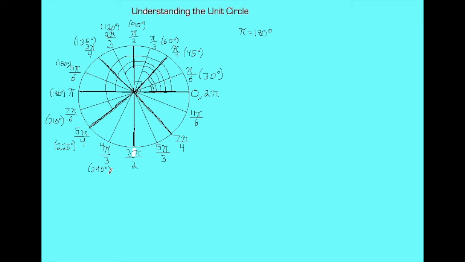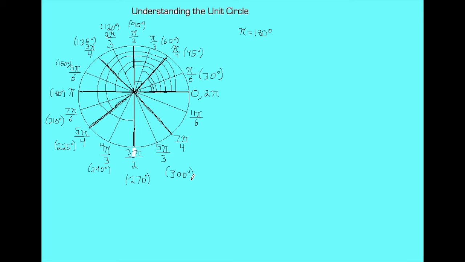3 pi over 2 equals 3 times 180 divided by 2, which equals 270 degrees. So this whole angle is 270 degrees. 5 pi over 3 equals 5 times 180 divided by 3, which equals 300 degrees.